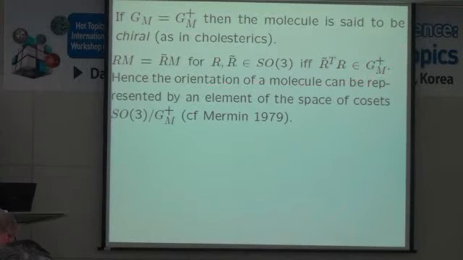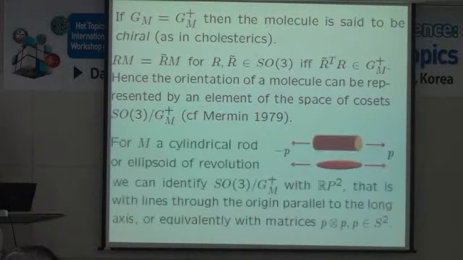So the orientation of a molecule can be represented by an element of a space of cosets, say, it doesn't matter whether you take right cosets or left cosets. Since this GM plus is not in general a normal subgroup of SO3, this is not a group usually, but it's a set of subsets. So this is described very nicely in this review article of Mermin.